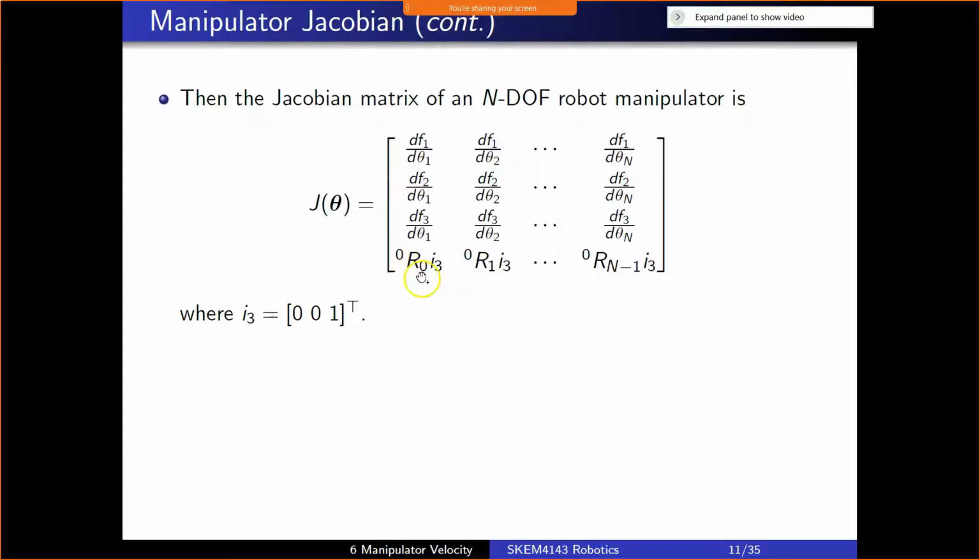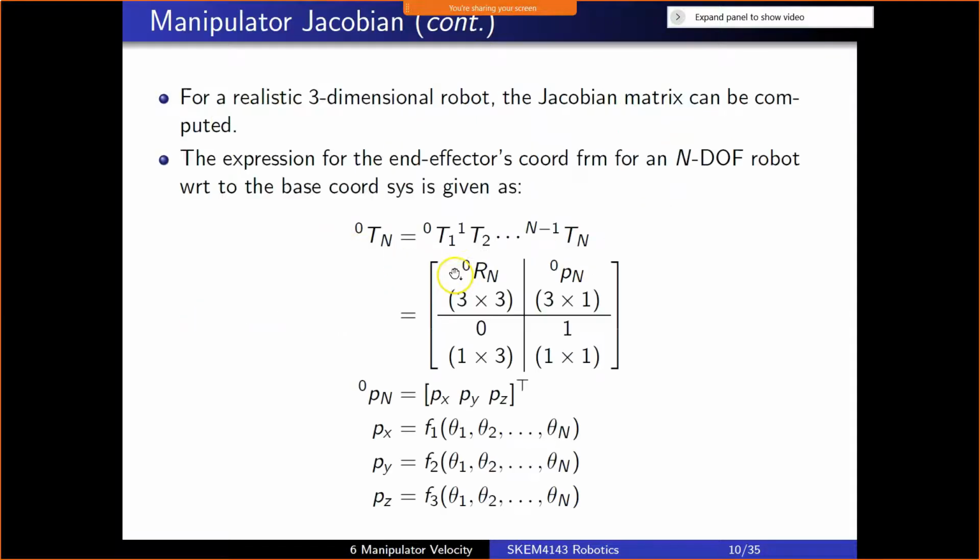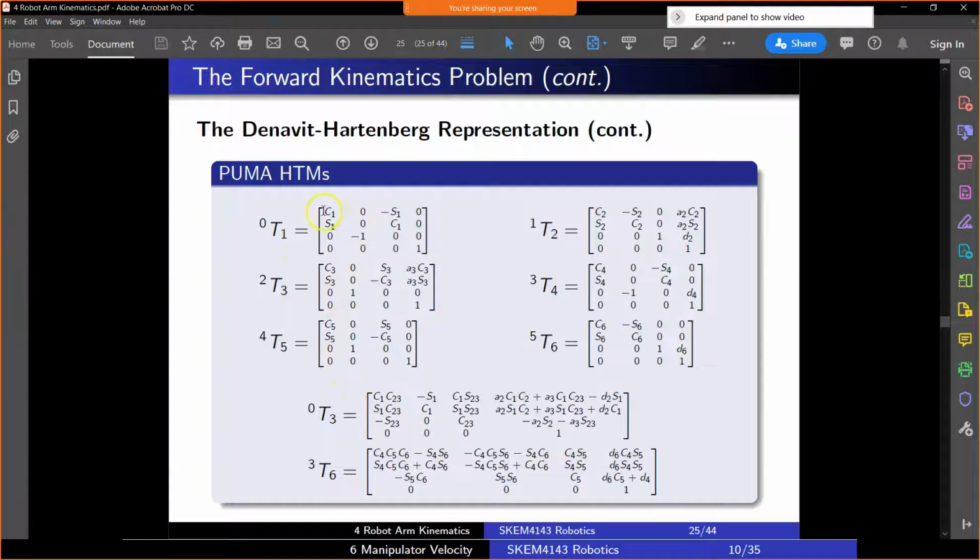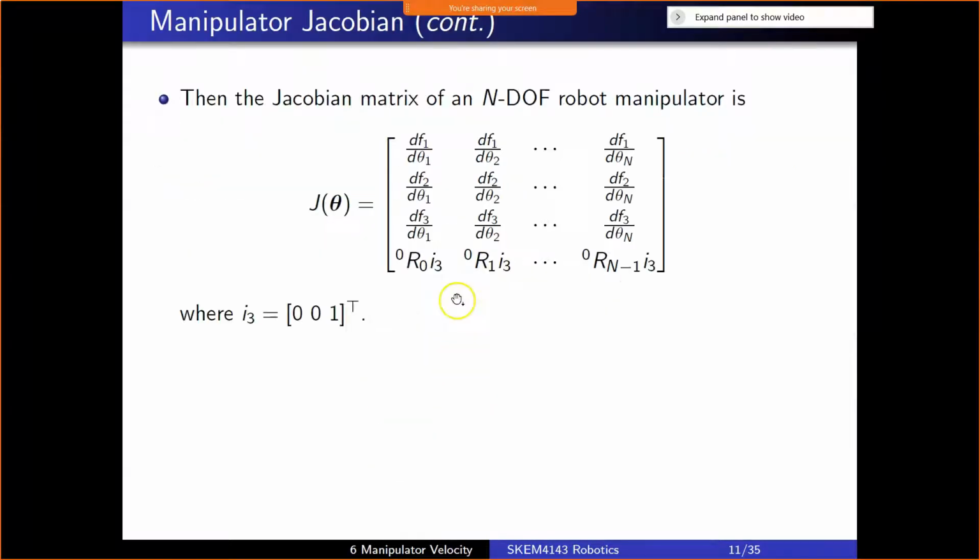This is rotation matrix R00. R00 is the identity matrix. R10 comes from here. This is R10, right? The top rotation matrix. And you have to compute up to Rn minus 1 0. And if you notice, we have I3 here. I3 is always 0, 0, 1. So this is how you compute the Jacobian matrix for an n degree of freedom robot manipulator. We will see some examples shortly.